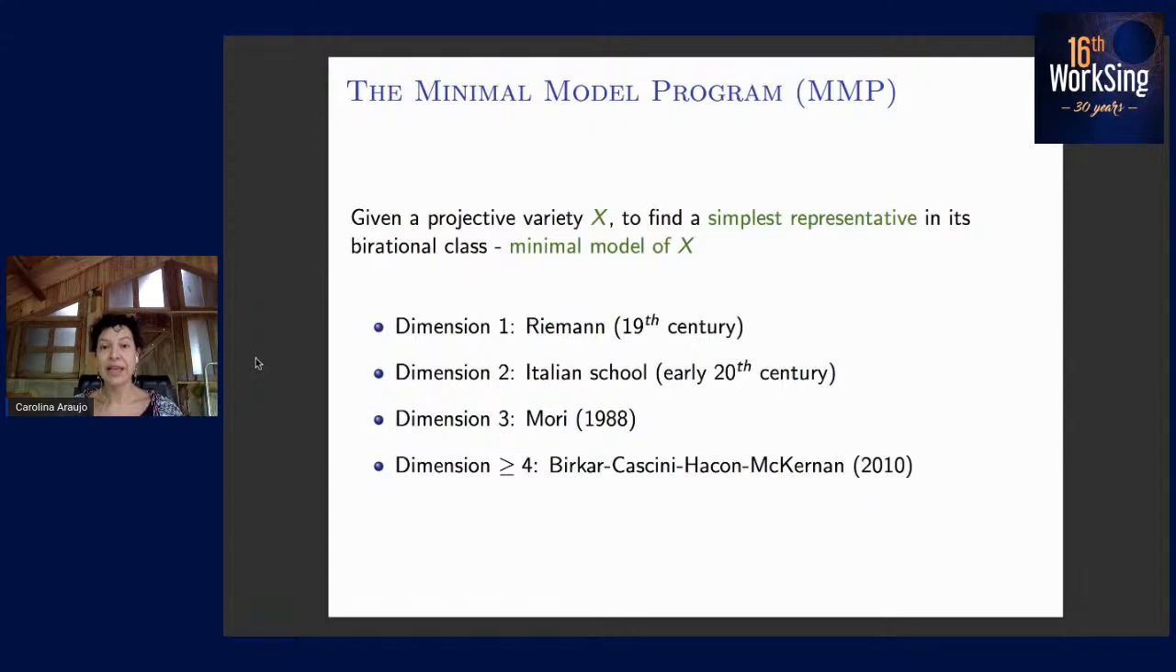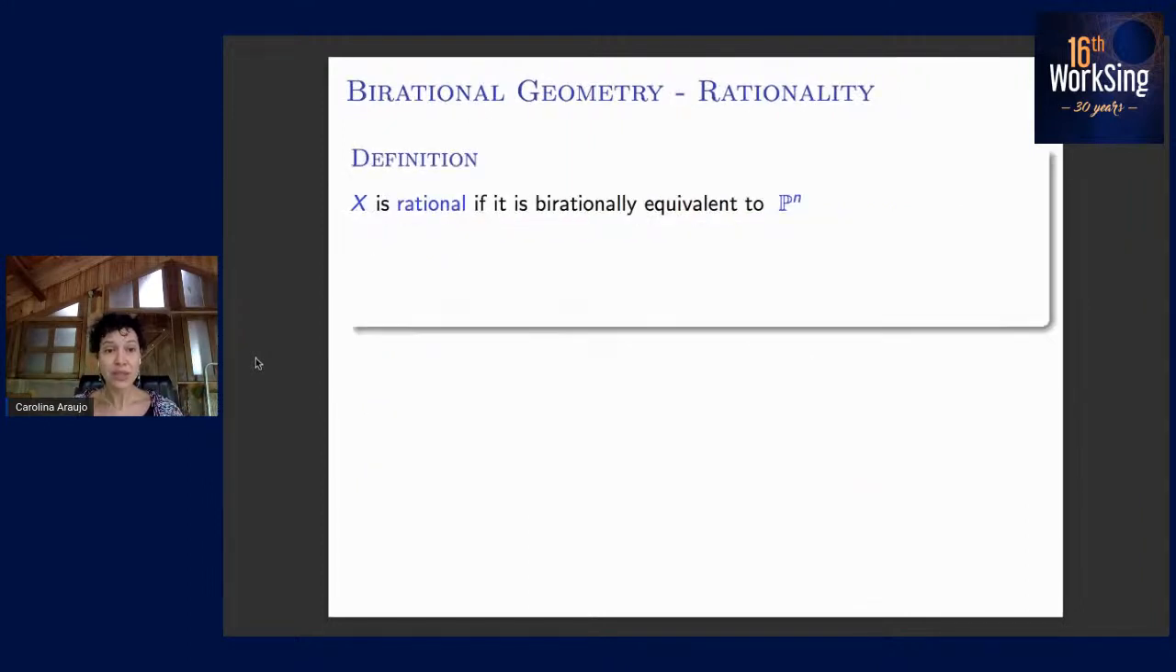Then we may be interested in studying in more detail varieties in some specific special birational class. And I think the simplest projective variety that one can think of is the projective space. And now we want to understand which varieties are birationally equivalent to the projective space. So this is my next definition.